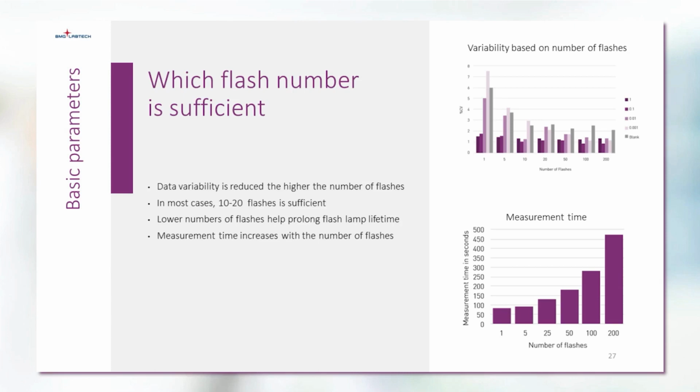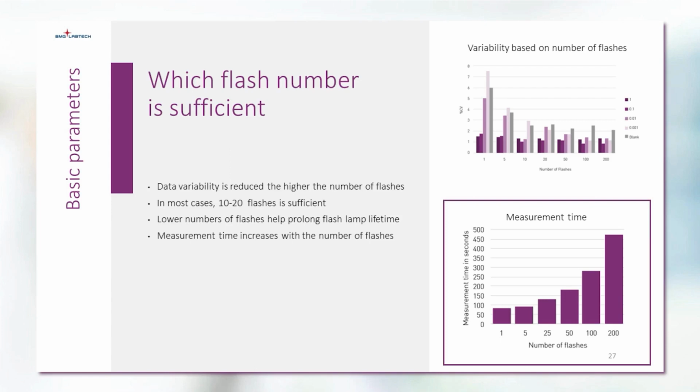Measurement time is also affected by the number of flashes. With more flashes, as you can see in the graph to the lower right, the measurement time increases. In this example, using 10 to 20 flashes will help prolong the flash lamp lifetime as well as keep the measurement time short.